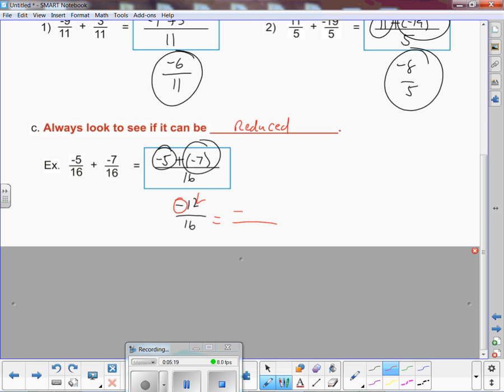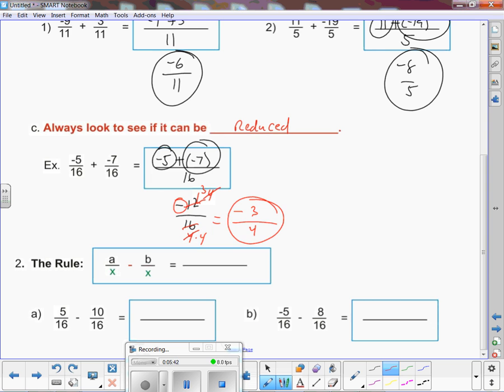All right, we're going to reduce. What is a 12? A 3 times 4. And what is a 16? A 4 times 4. And our 4s divide out, right? 4 divided by 4 is 1. And what do we end up with? A negative 3/4. Okay? So you've got to look to reduce. You've got to look to reduce. You've got to look to reduce.